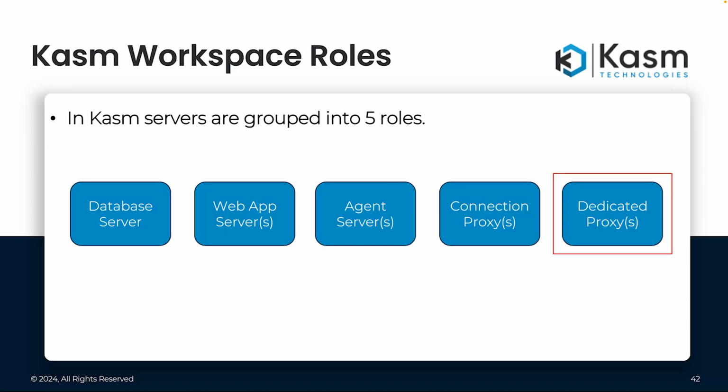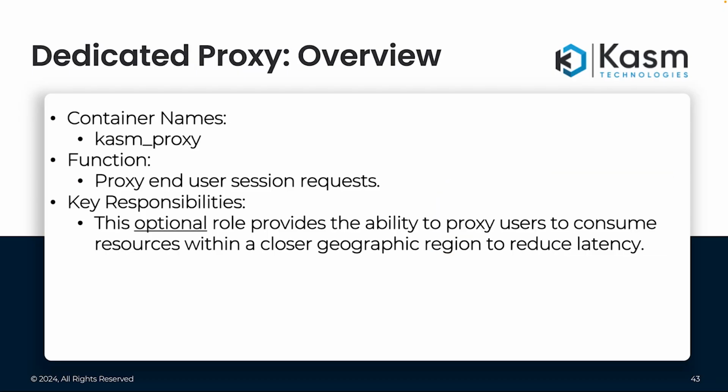The last role in question here is the dedicated proxy role. The only container that's applied out here is the Kasm_proxy. It is truly just for proxying end user session requests. It's another optional piece of the Kasm platform. Its sole purpose in life is proxying user connections to resources that are closer geographically to the end user, to help reduce latency and give the best performance. That is its only purpose in life.